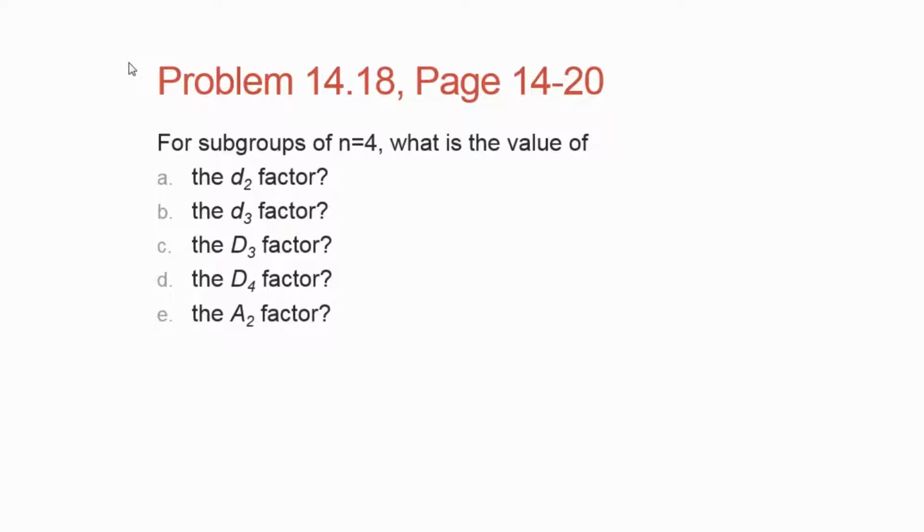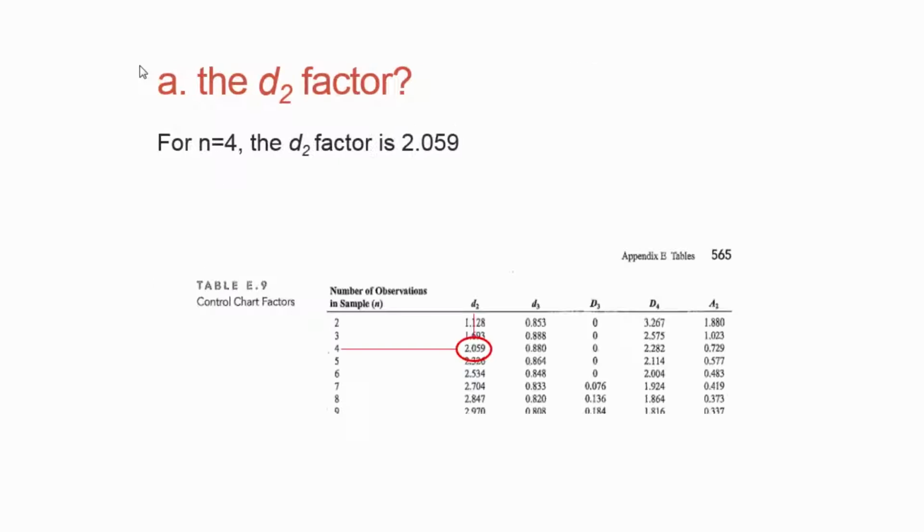The key thing about this, the easy place to make a mistake, is it's the subgroup size, n equals 4, that we need to look up in the table. So as we begin to look at the answers to the problem, we're in the control chart factors, table E9. That's actually E9 on this page. And the number of observations is 4 in each sample. So I'm in the row that corresponds to 4 observations across here.